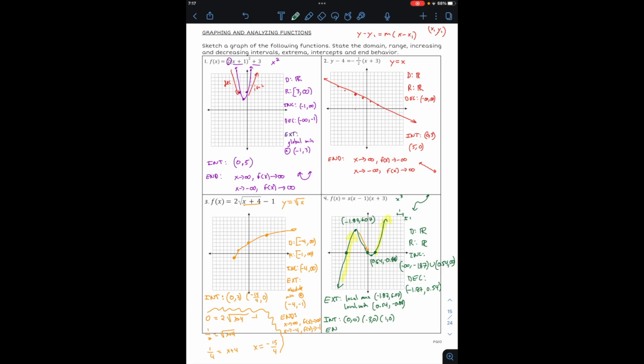Finally, our end behavior here, as x goes to infinity, f of x is also off to infinity, and as x goes to negative infinity, f of x is also off to negative infinity. So for it to be a cubic or an odd polynomial, the ends will go off in different directions.